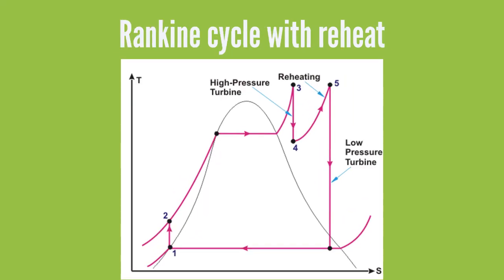Rankine cycle with reheat. Steam can be extracted from a high-pressure turbine and reheated. In that case, an additional superheater raises the temperature of steam until point 5, and steam is expanded in a low-pressure turbine. This increases the efficiency of energy conversion.